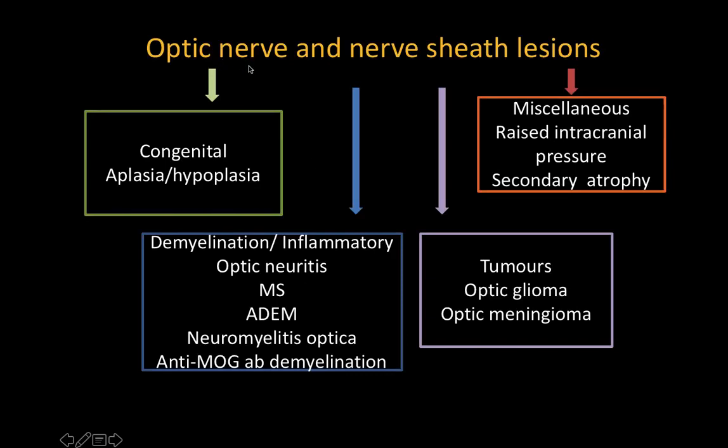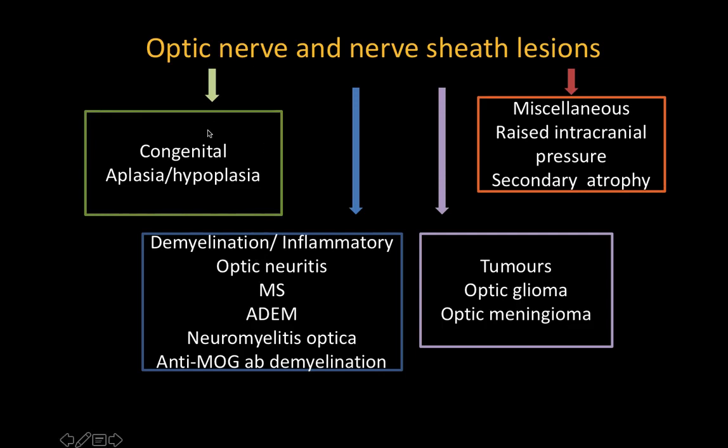So, optic nerve is the second cranial nerve, and it's special because it's actually the extension of the brain, and hence all the abnormalities, all the diseases seen in the brain are also seen to involve the optic nerve.